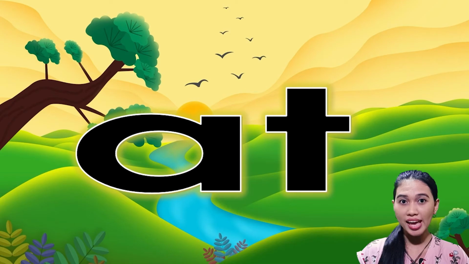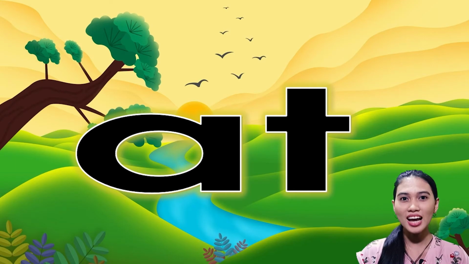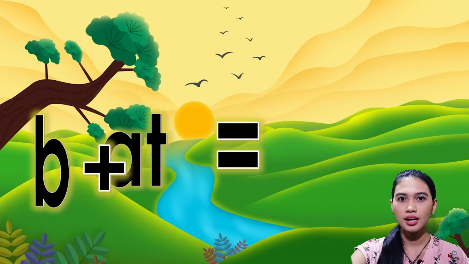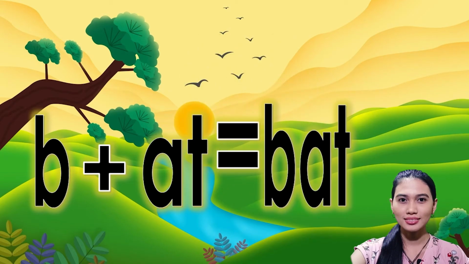The sound of letter A is a. The sound of letter T is t. Let's blend these two together. A, t. At. Again. Correct. At. Louder. Say it three times. At. Very good. B. At. Bat. Read the word. Correct.